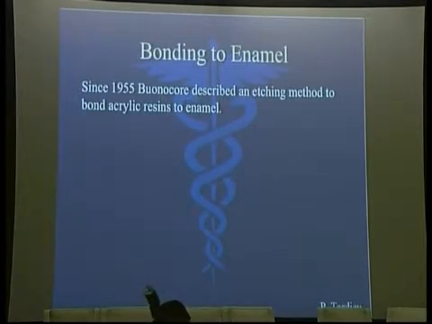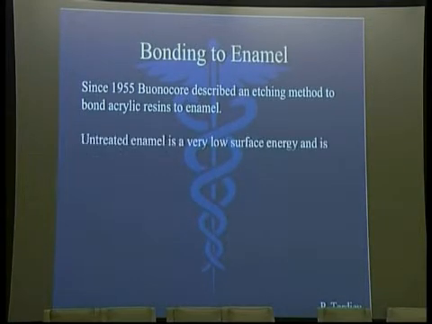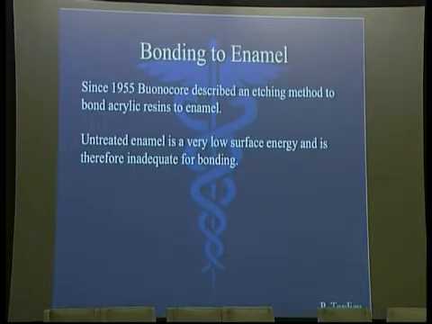And since Buonocore, in 1955, we described the way and the method to bond enamel. We know how to bond enamel. And since that date, there have been really few changes, since 1955. You have to know that if you want to bond something on enamel which is untreated, untreated enamel has a very low surface energy and is therefore inadequate for bonding. If you want to bond enamel like this, it does not work. You have to treat enamel.